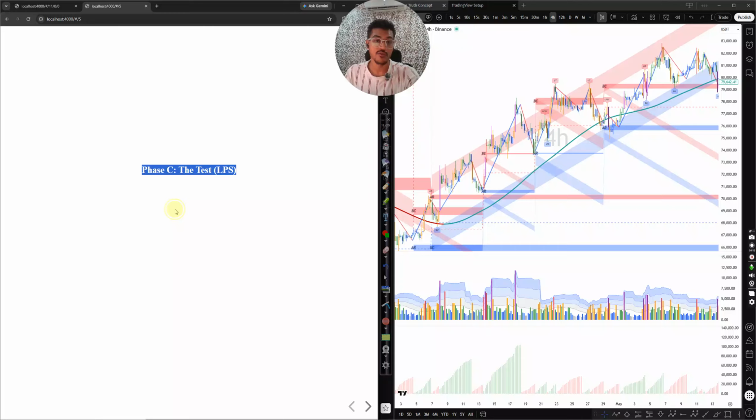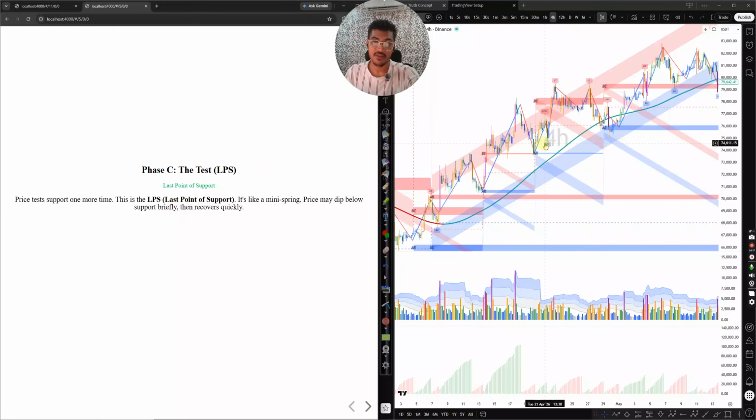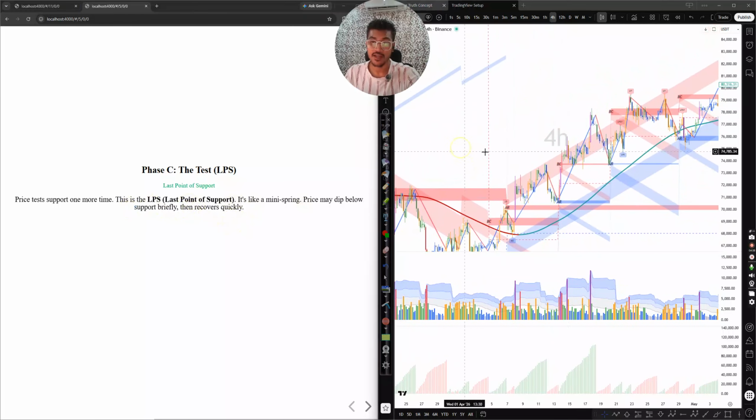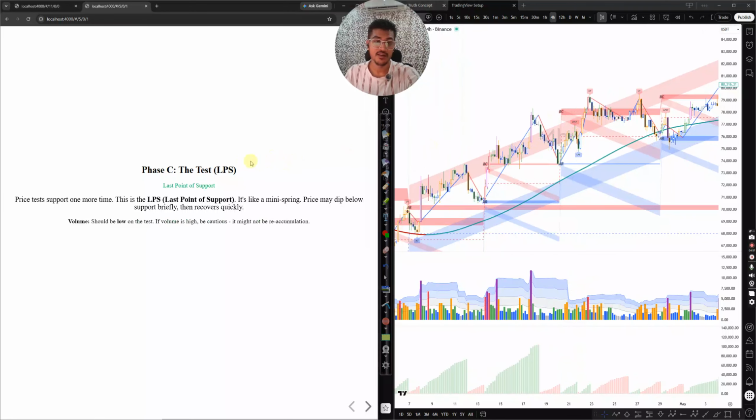Okay. So phase C, test the LPS. You can see LPS here. All right, backing up action. Right. Price tests support one more time, and this is the LPS, last point of support. It's like a mini spring. All right. Price may dip below support briefly, then it recovers very quickly. All right. You can see here. Volume should be low on the test, and if volume is high, be cautious. Okay, it might not be reaccumulation.